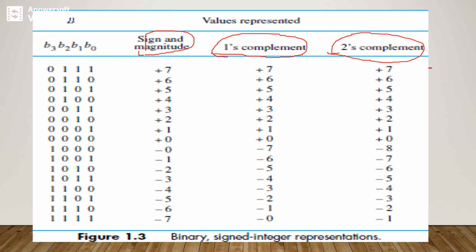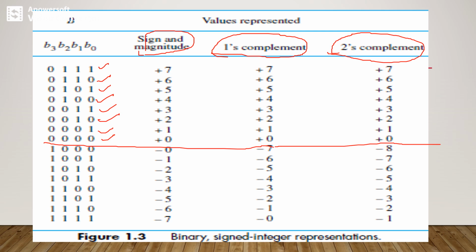So till here, whatever number we are writing, since it is positive, this is plus 7, plus 6, plus 5, plus 4, plus 3, plus 2, plus 1, plus 0. Since the numbers are positive, we can write them as they are, irrespective of whether the representation is sign and magnitude, 1's complement method, or 2's complement method.